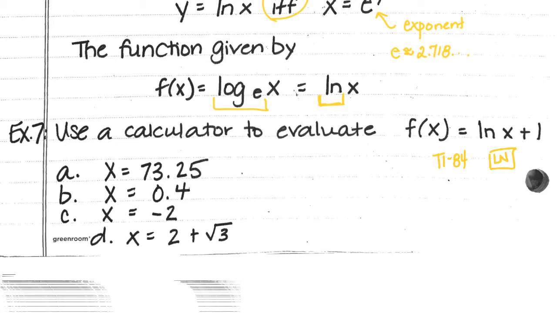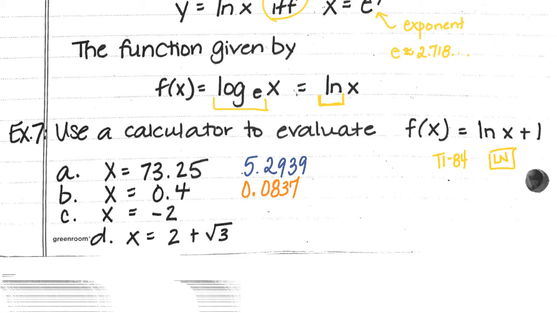All right, when I put in 73.25 for x, they are asking us to round to 4 decimal places, so this answer will be 5.2939. When I put in 0.4 for x, I get 0.0837.